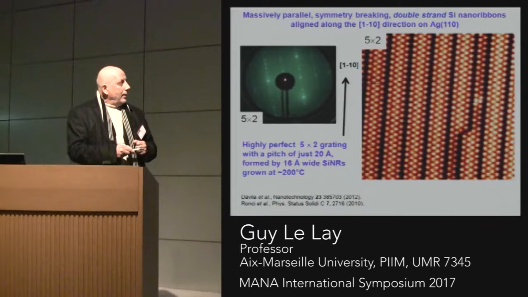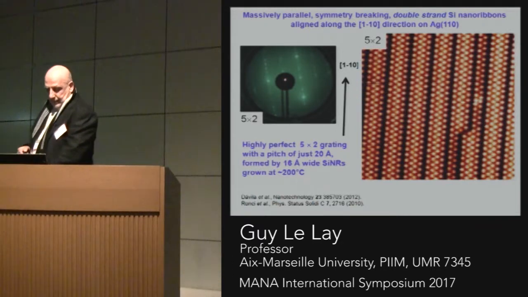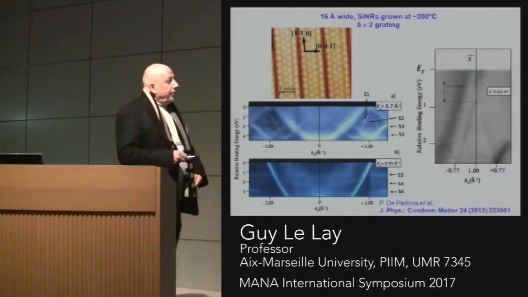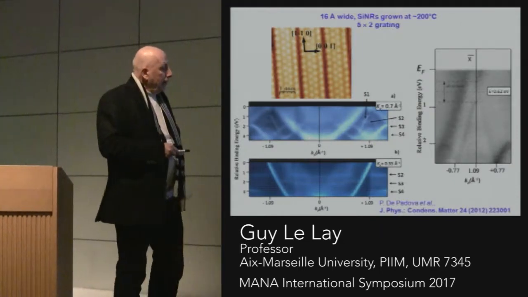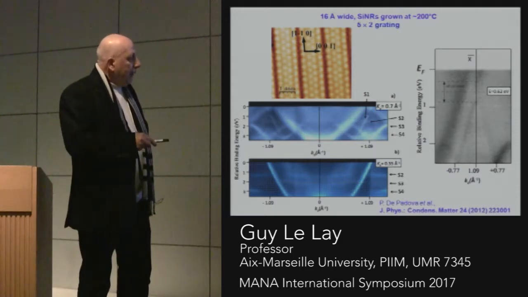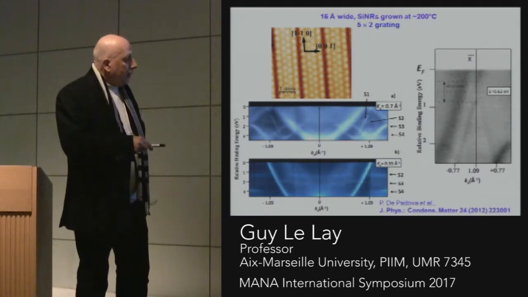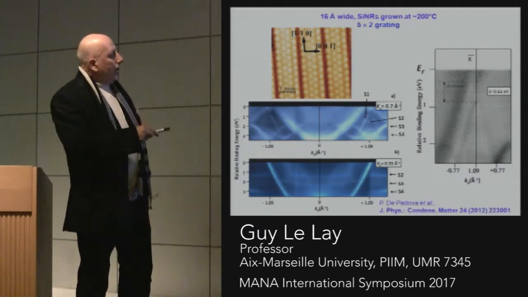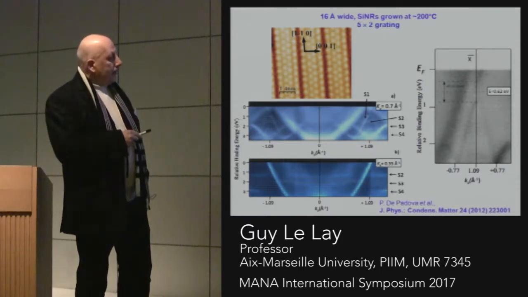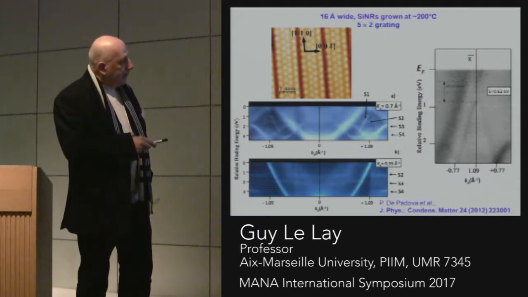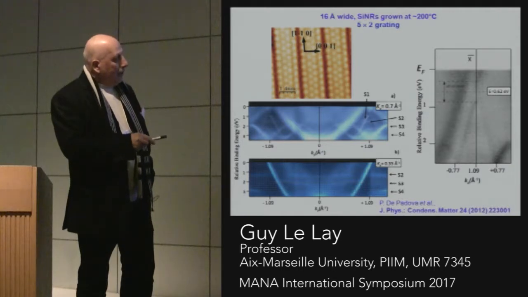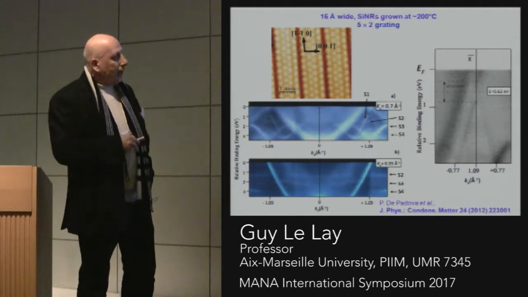This gives this line pattern. These are obviously one-dimensional objects. In angle-resolved photoelectron spectroscopy, there is absolutely no dispersion perpendicular in this direction. But you have strong dispersion along the length of the nanowires. And especially if you look at this state here, at the corner of the Brillouin zone, if you zoom at it, you see cone-like dispersion with the opening of a gap.